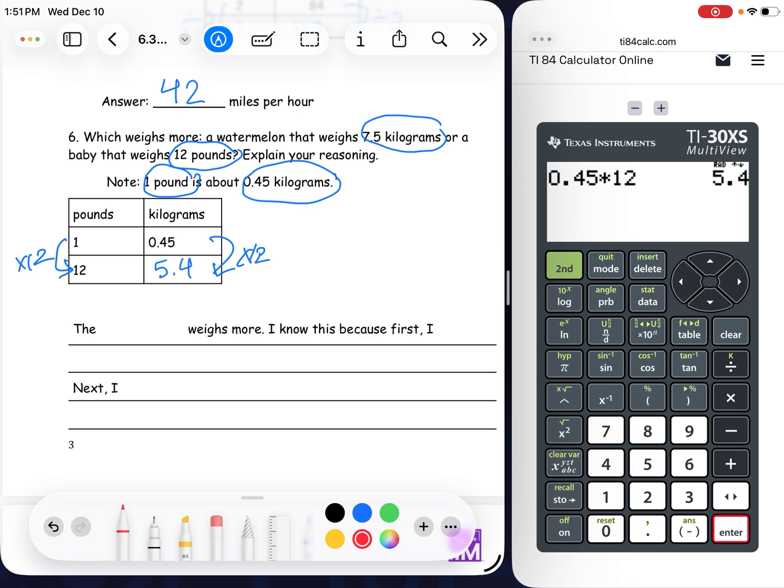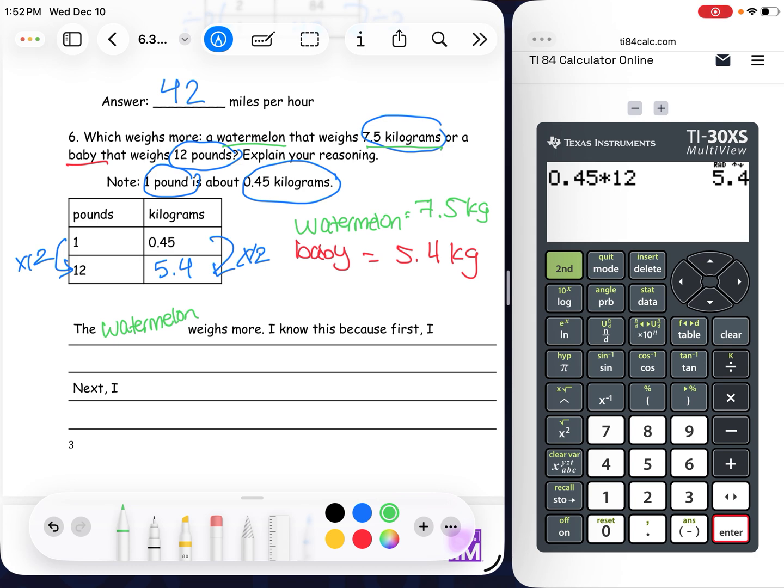So let's make sure that we have this correctly labeled. A watermelon, I'm going to do green for watermelon. Watermelon is 7.5 kilograms. And how much does the baby weigh? 12 pounds, but how much is that in kilograms? 5.4 kilograms. So who weighs more? The watermelon.